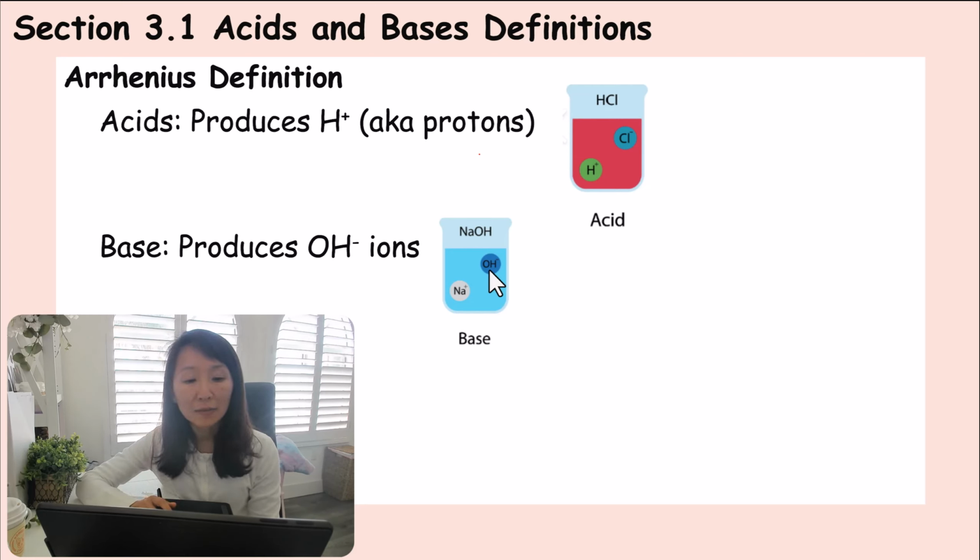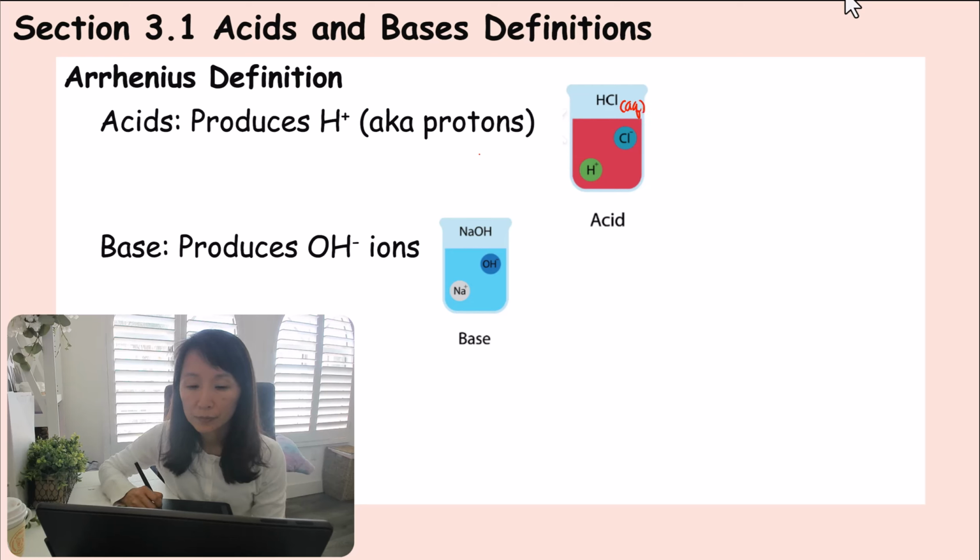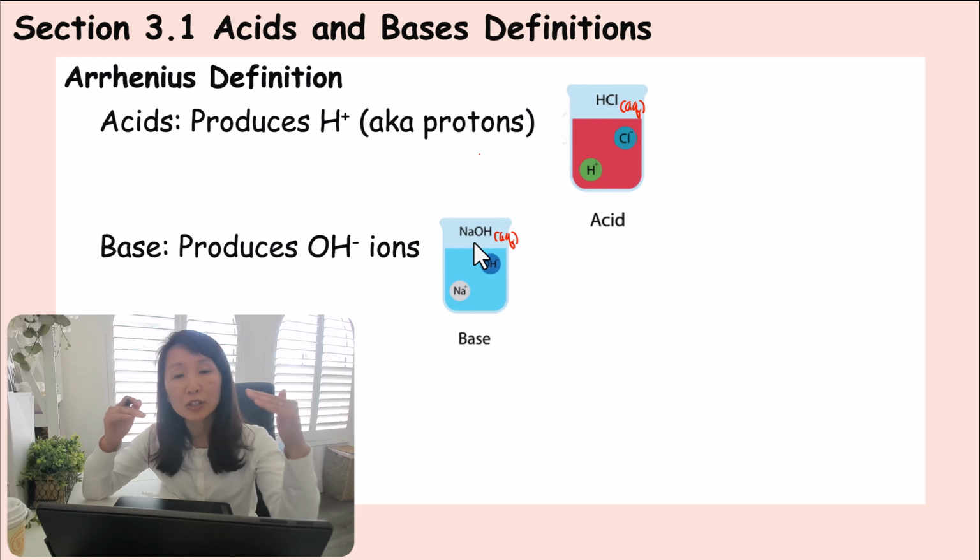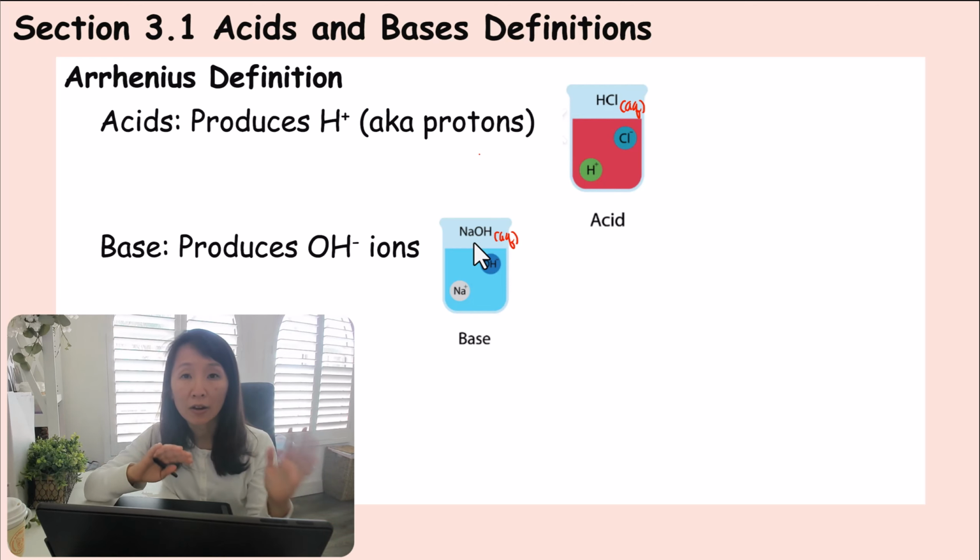So for acid and base, all of these are in their aqueous form, so (aq). Meaning, this particular acid and this particular base are able to submerge in water and split off into their ionic counterparts so that they will produce either H plus or OH minus. This is something, again, that has been introduced in a previous chemistry course.